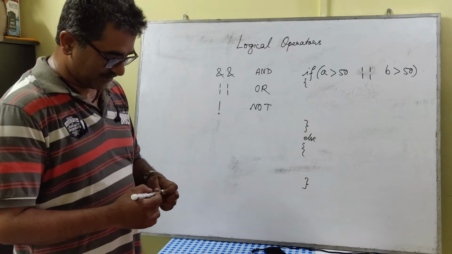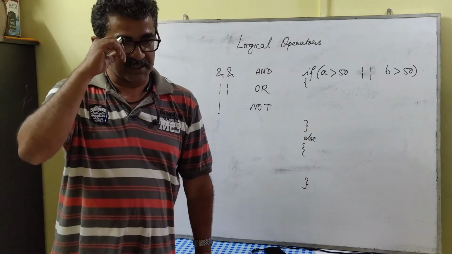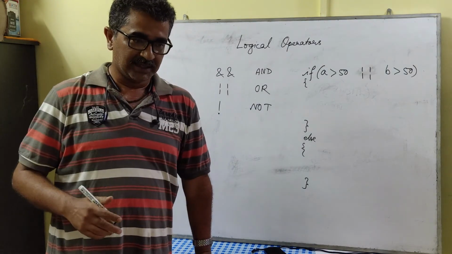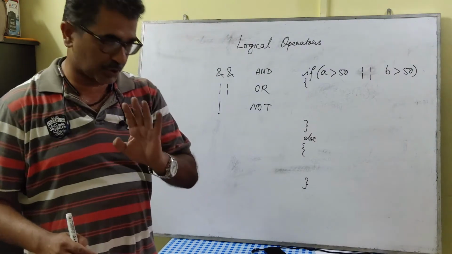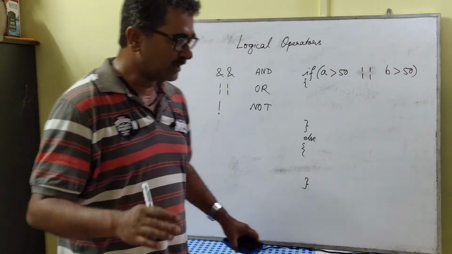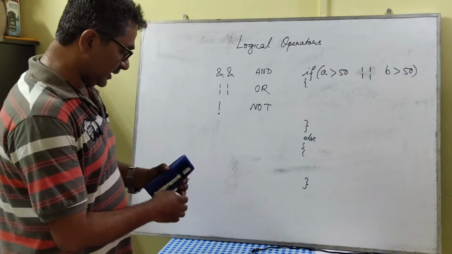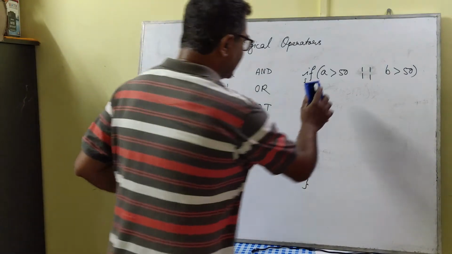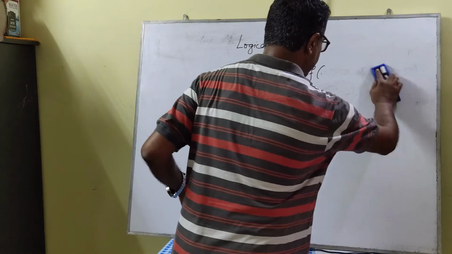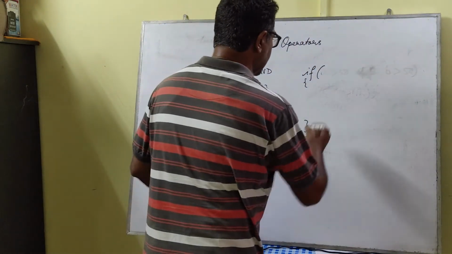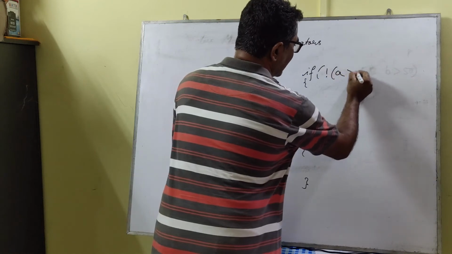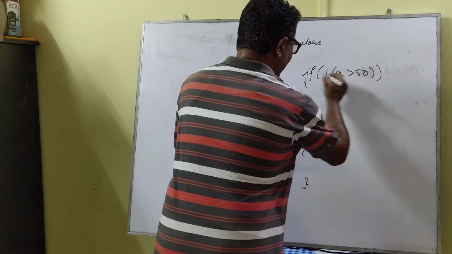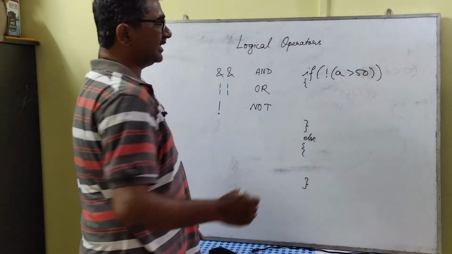Now NOT is very peculiar. NOT is basically used to negate a logic. This is generally used to check whether a condition is not true. Now it might sound peculiar, but sometimes it is quite useful. Say for example, if I write a statement something like this: if not A greater than 50.